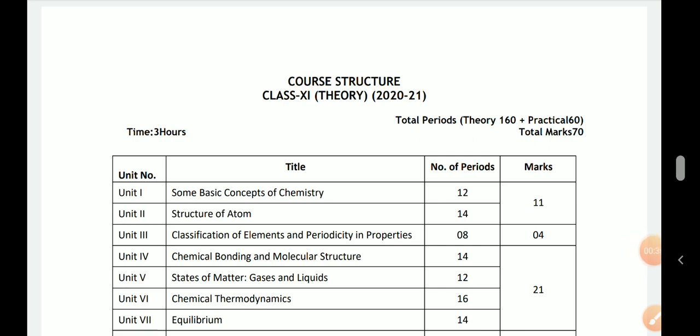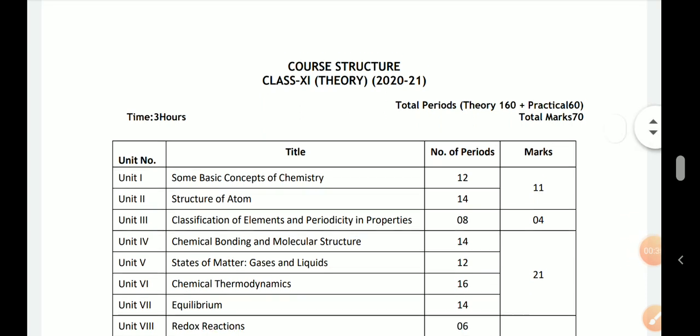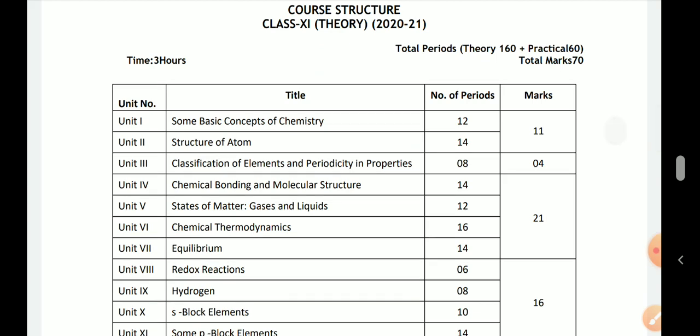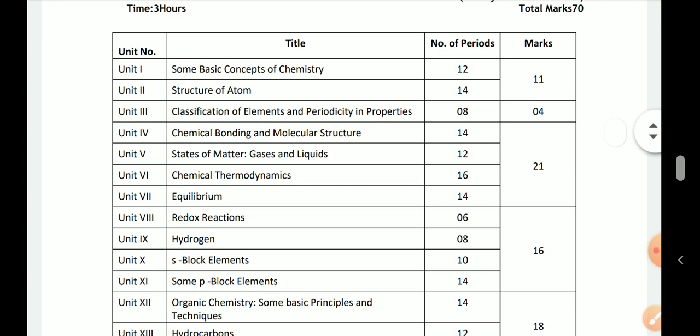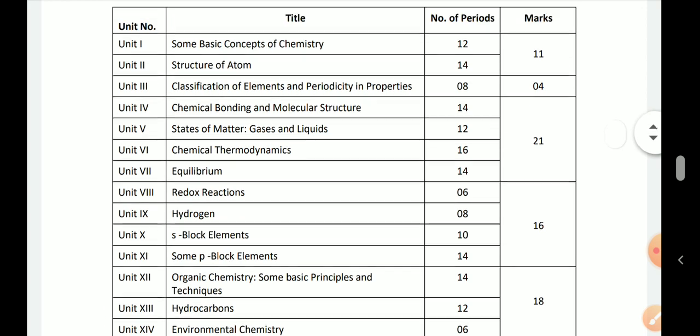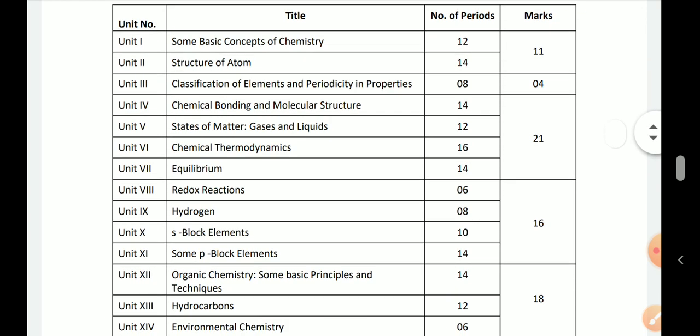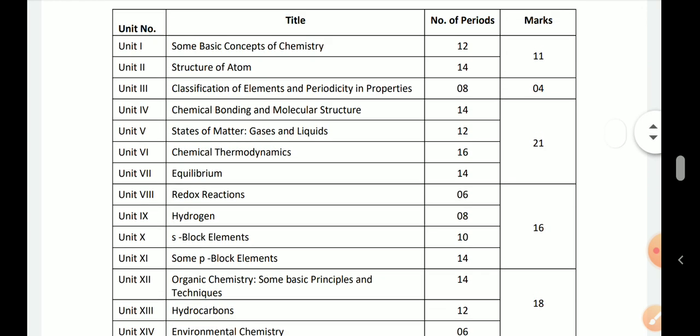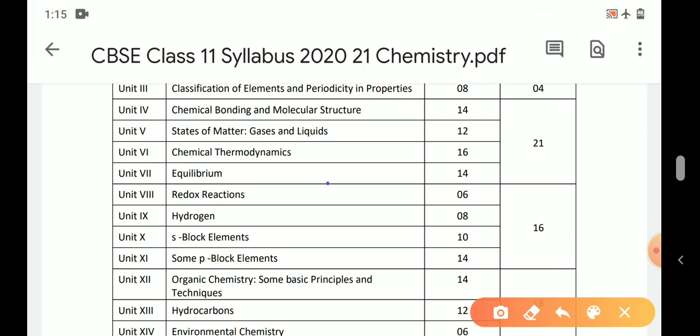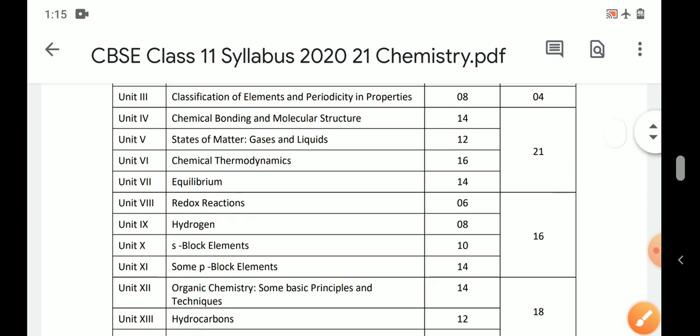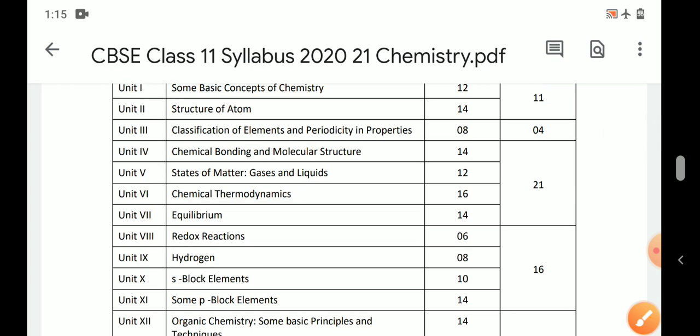Here is the course of class 11th. There are a total of 14 units in your course. You can see these units. Unit 1 is some basic concepts of chemistry. Unit 2, structure of atom. Unit 3, classification of elements and periodicity in properties.